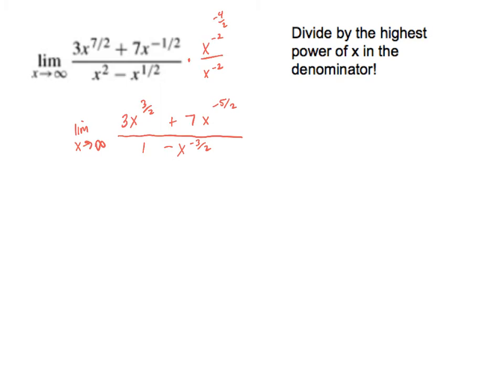Positive exponents will grow to infinity. Negative exponents will go to 0. The result is infinity divided by 1, which is infinity.